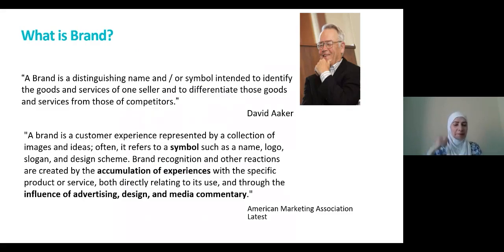David Ecker, an authority in the field, suggested in the old days, in the 80s and 90s and before that, that it is about ownership, and it is a name, a symbol, a logo that will differentiate the competition from each other. Similarly, there was a definition by the American Marketing Association, but then they changed that.